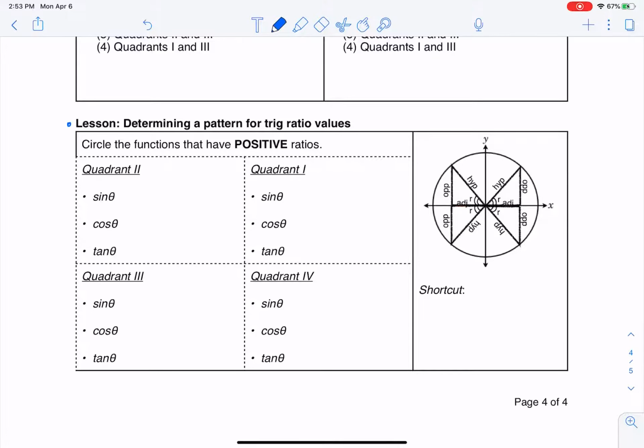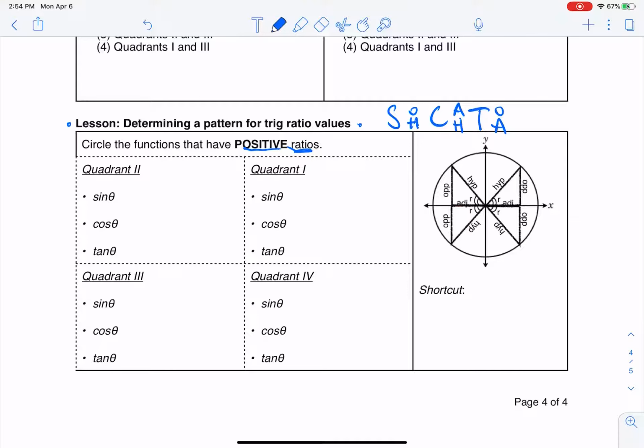In this video, we're going to determine a pattern for trig ratio values. And it's really based a lot on what we talked about in the previous lesson. So what we're going to do in the problem really is circle the functions that have positive ratios. Now, we'll need to remember kind of our mnemonic for sine, cosine, and tangent.